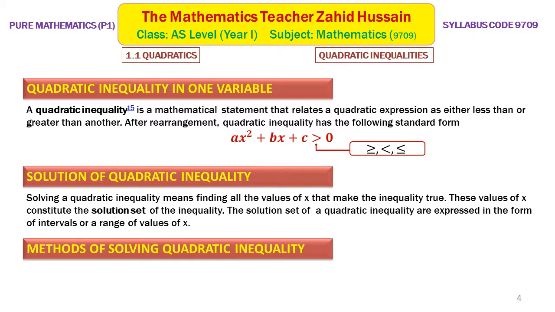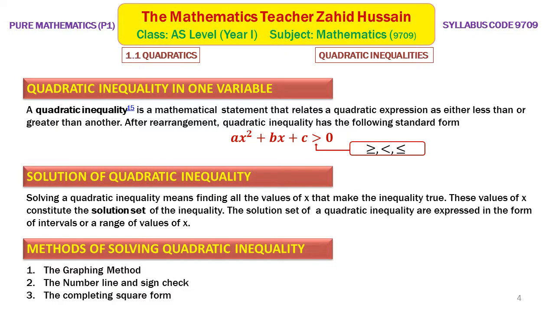Methods of solving quadratic inequalities. There are three methods of solving quadratic inequalities. There are many more, but we will study these three: the graphing method, the number line and sign check, and the completing square method or completing square form. These two you have already studied.